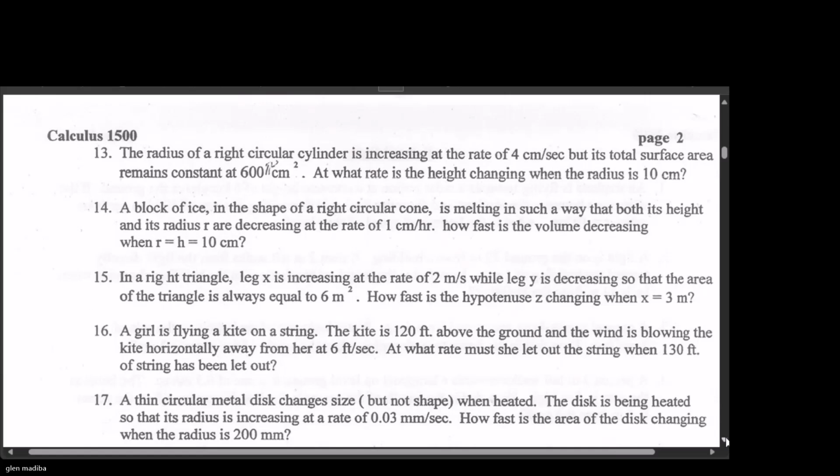A thin circular metal disc changes size but not shape when heated. The disc is being heated so that its radius is increasing at a rate of 0.03 millimeters per second. How fast is the area of the disc changing when the radius is 200 millimeters?